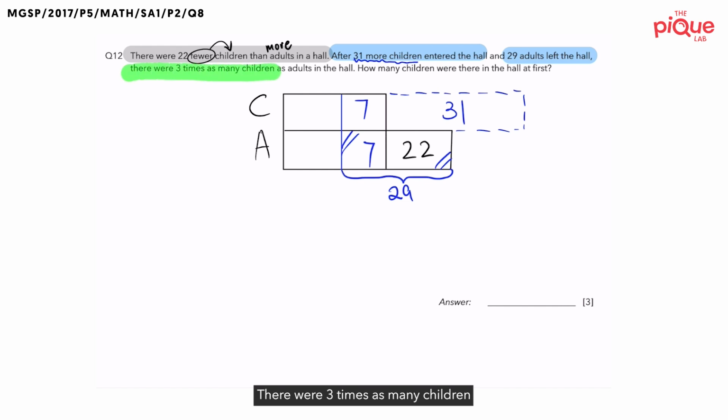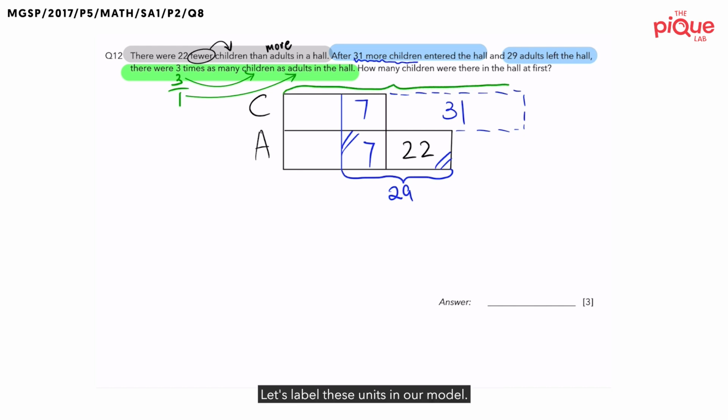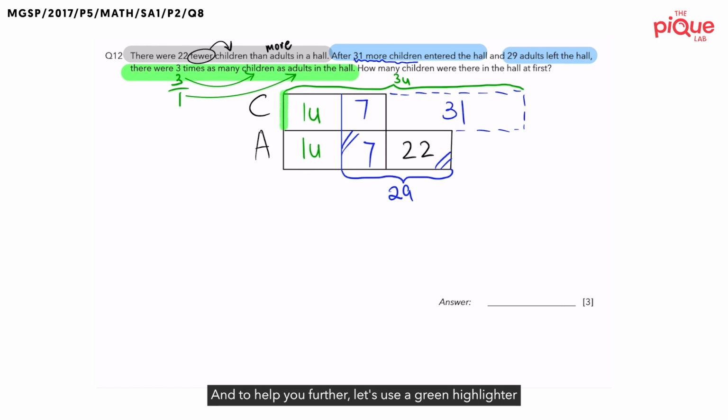There were 3 times as many children as adults in the hall. Let's convert the number 3 into an improper fraction, which will give us 3 over 1. The numerator 3 represents the children, and the denominator 1 represents the adults. Let's label these units in our model. And to help you further, let's use a green highlighter to highlight how many children and how many adults are there left.